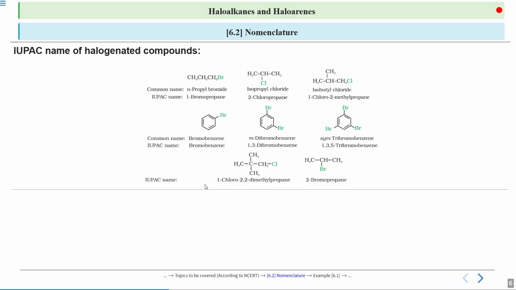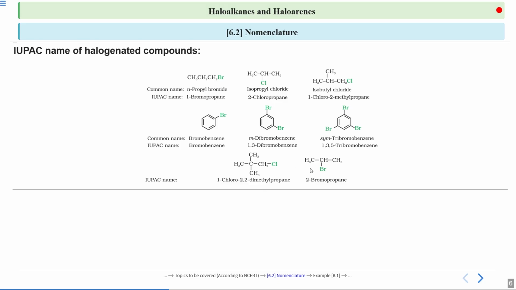Okay, so the IUPAC name will be, first of all, halogen name and its position. So 1-chloro-2,2-dimethyl. We write the 2 twice to represent that there are 2 substituents. So 1-chloro-2,2-dimethylpropane, because in our chain we have 3 carbons. So we write here propane. The other 2 carbons you have already justified by writing dimethyl.